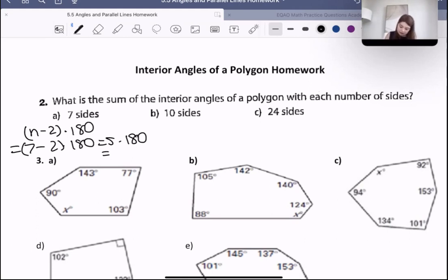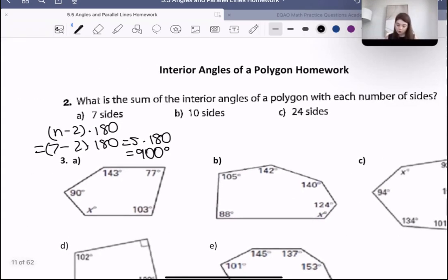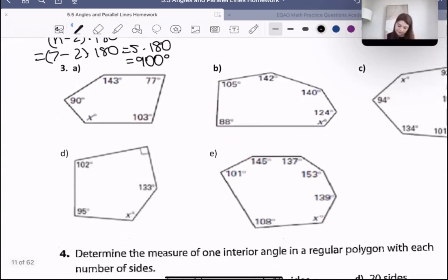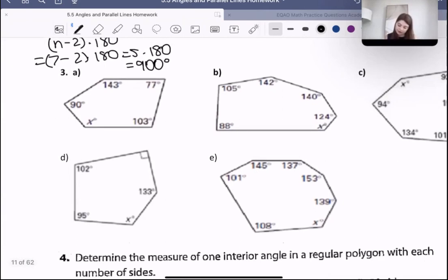That's going to be 900 degrees, and so that's the answer, okay? So all you've got to do is use the same formula for 10 sides and 24 sides to find the answers for those as well. But like I said, I will leave the other two to you for homework. Okay, what about number 3A?